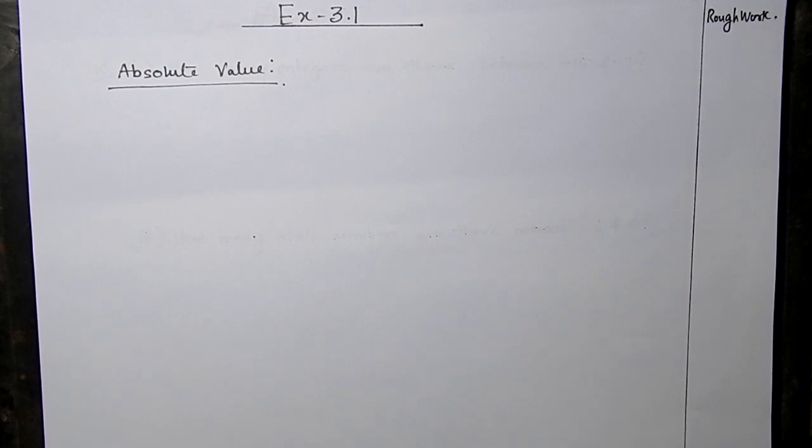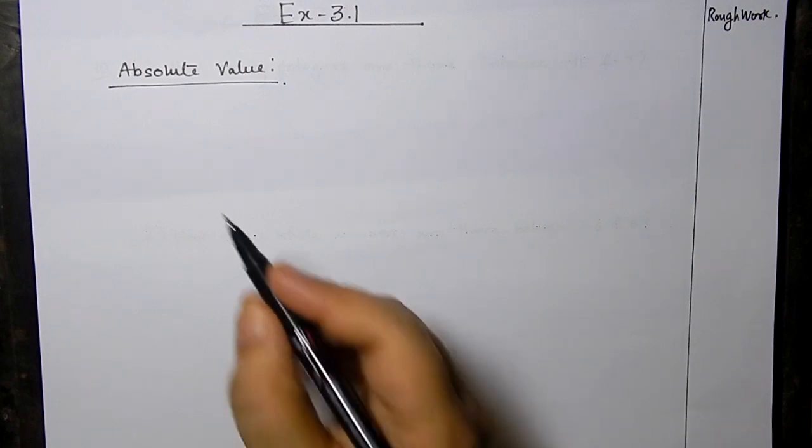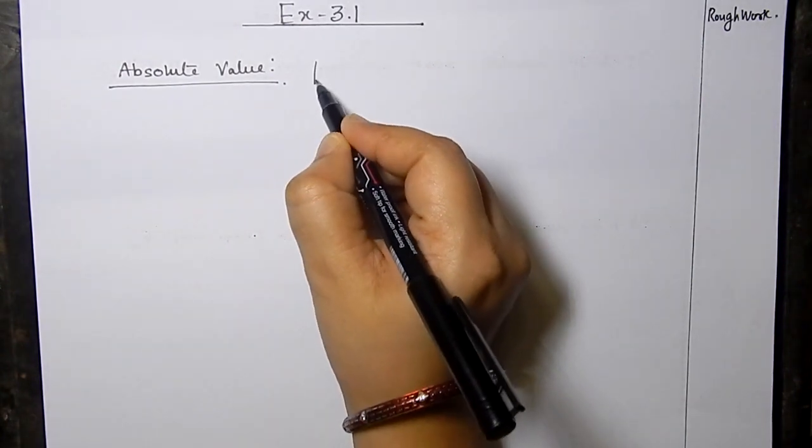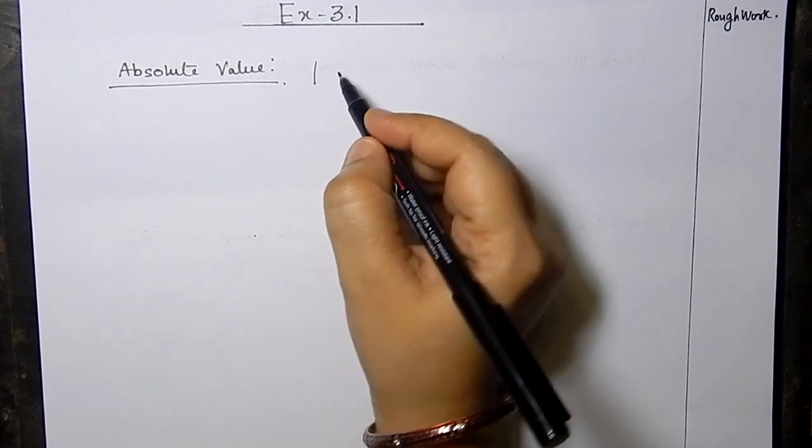Hello everybody. In the previous video we had done till question number 9 from exercise 3.1. Now we are going to continue with exercise 3.1, but before we move on to the next questions, I would like you to give a short idea on absolute values. What do you mean by absolute values? Absolute values means the magnitude of the number ignoring the sign of the number.